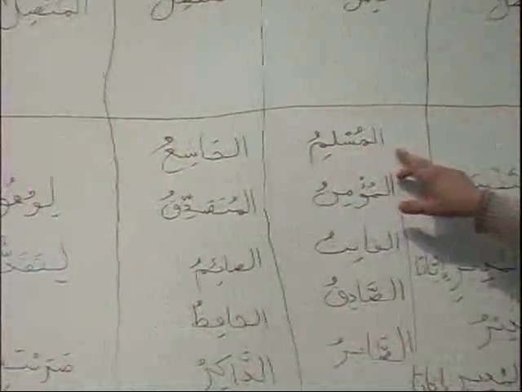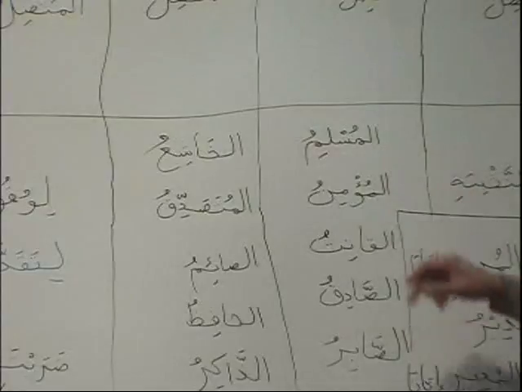Brothers and sisters, this is the one verse in the Quran in which 10 ism fa'il are used, both muzakkar and muannas. So this is a very unique verse. Okay, it starts with inna. I think most of you may know it. Inna. Okay, so inna al-muslimina. What did I say? Innal muslimina wal muslimati. But then, brother, you continue.